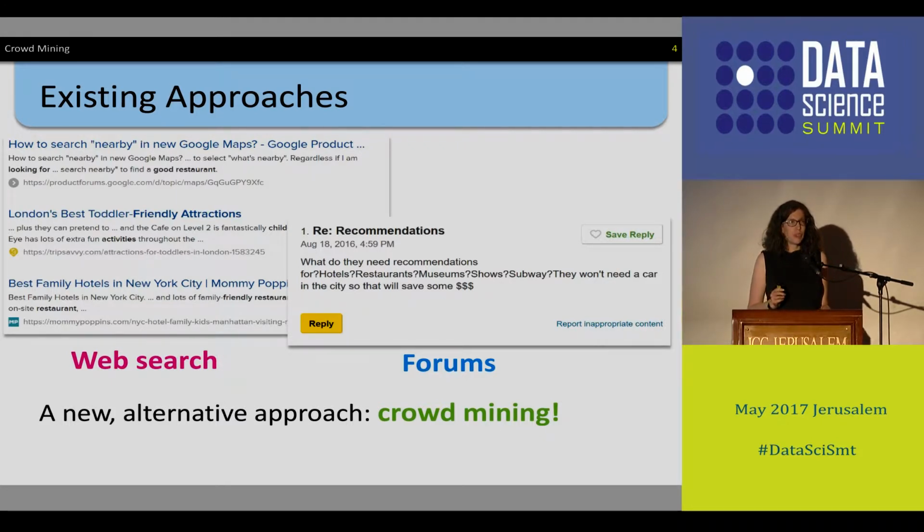What we would like to do is find answers that we can guarantee that in some way can be trusted and that are in some way comprehensive for the user, okay? So this is the approach that I want to present today of crowd mining.